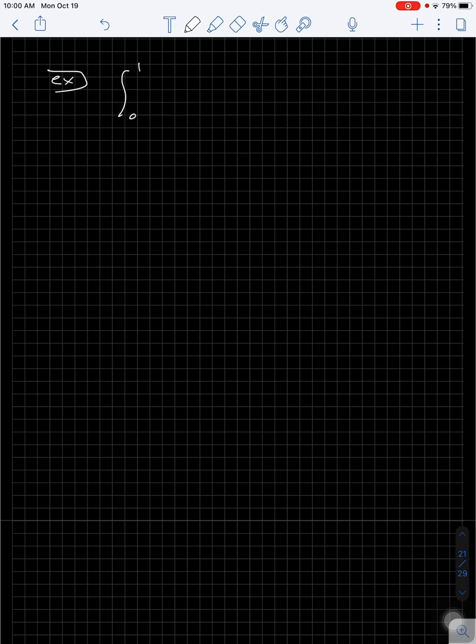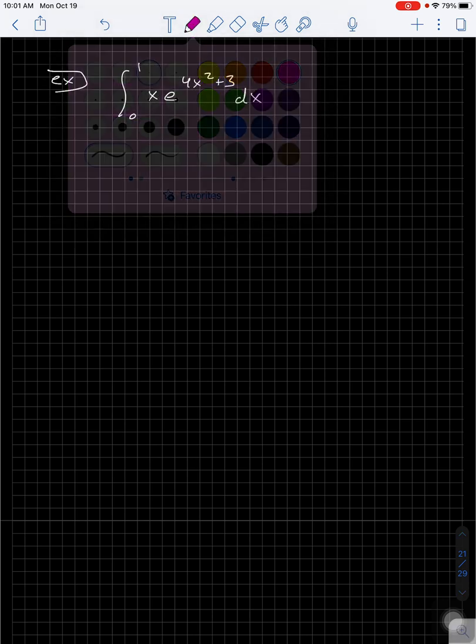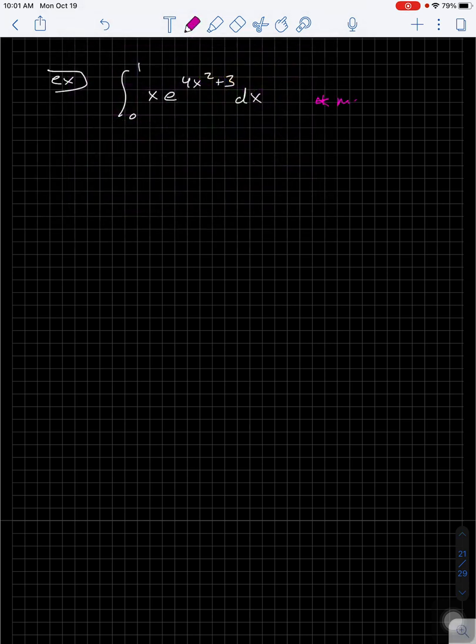So again, this is a definite integral. We've got numbers there. This is another trick I want you to know, or suggestion for how to pick your u value. And the hint is, if you have exponents with functions, make u equal to the exponent. Okay, so that's what's going to happen in this one. This is my exponent right there. So I'm going to have u equal 4x squared plus 3.